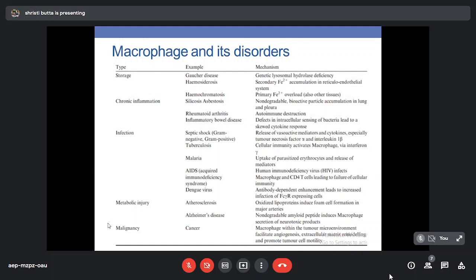Infections like septic shock, malaria, AIDS, dengue, etc. We also have the metabolic injuries in atherosclerosis, Alzheimer's disease, and malignancies like cancer, where the macrophage within the tumor microenvironment facilitates angiogenesis, as we've already discussed, extracellular matrix remodeling, and promotes tumor cell multiplication.